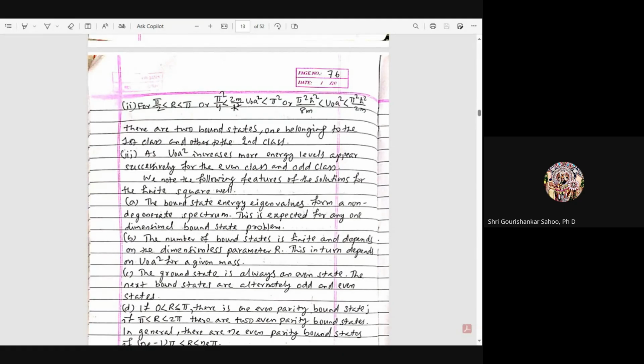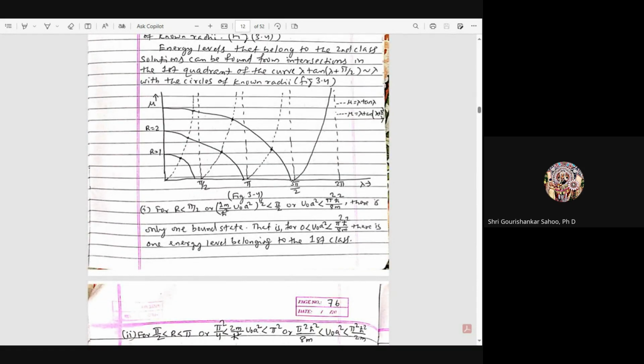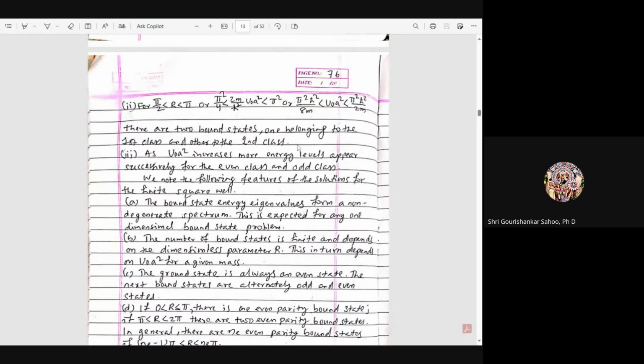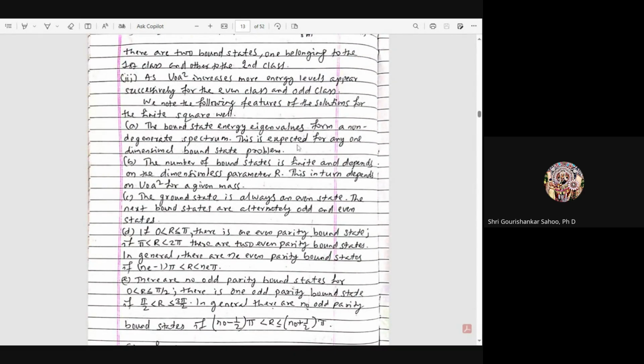So the following features of the solution of the bound state of the finite well can be summarized as shown in the figure. The bound state energy eigenvalues form a non-degenerate spectrum. This is expected for any one-dimensional bound state problem. The number of bound states is finite and depends on the dimensionless parameter r. This in turn depends on U0 a square for a given mass. The ground state is always an even state. The next bound states are alternatively odd and even states.